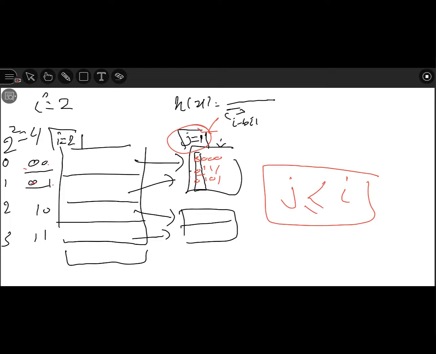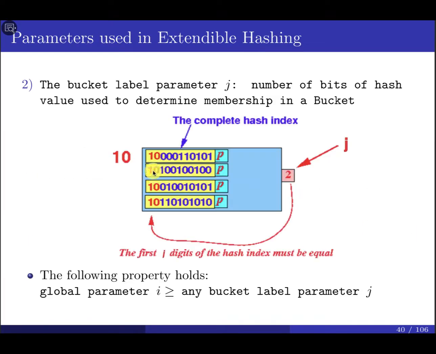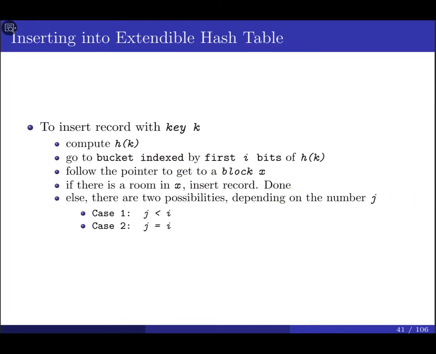So we said 2 integers. We use the global parameter, which is the number of bits of the hash key used to look up the bucket, and it also controls the number of slots in the directory. And we have another thing we call the bucket label, or the local parameter j, which is the number of bits of the hash value that is used to determine the membership within this bucket. That summarizes what we talked about here. Good. When j equals 2, it specifies that all of them must agree on the first 2 bits.